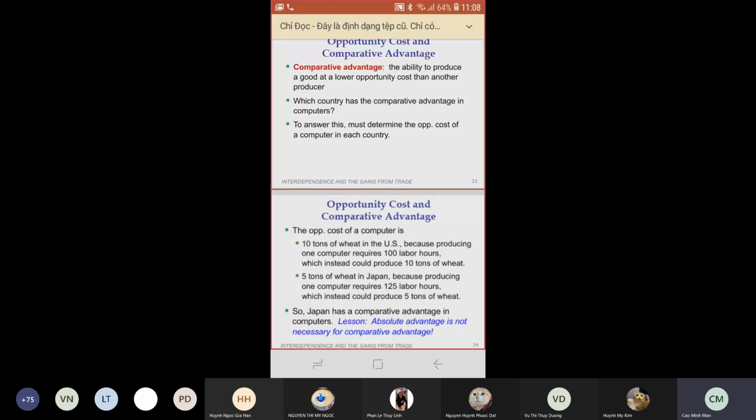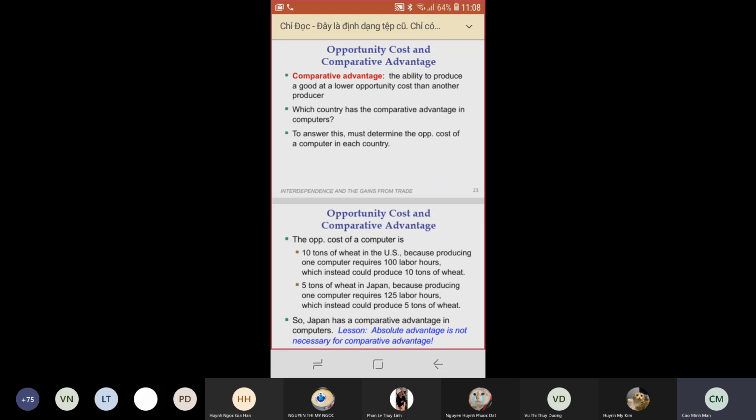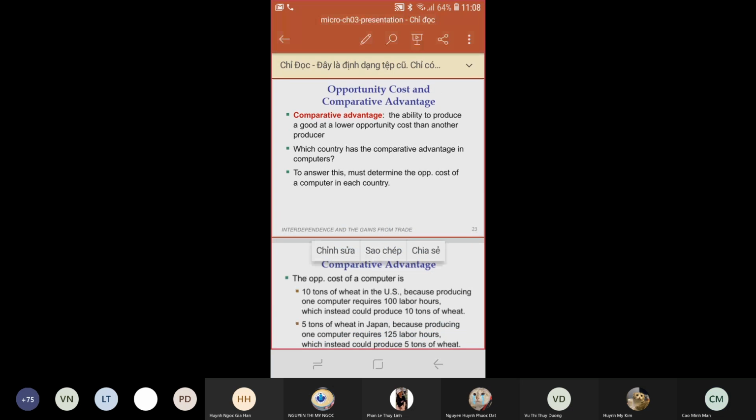I say one more time, the definition. A country has comparative advantage in producing products in comparison with that of another country, meaning this country can produce this product A with a lower opportunity cost in comparison with that of another country.